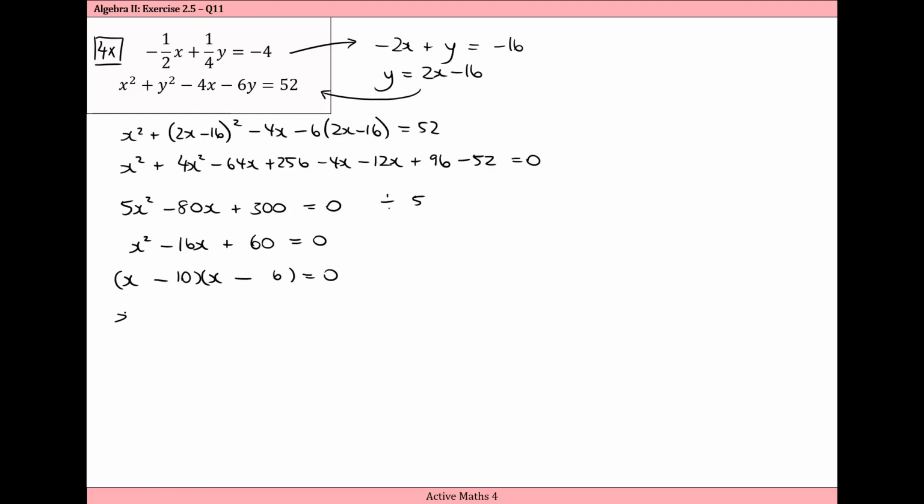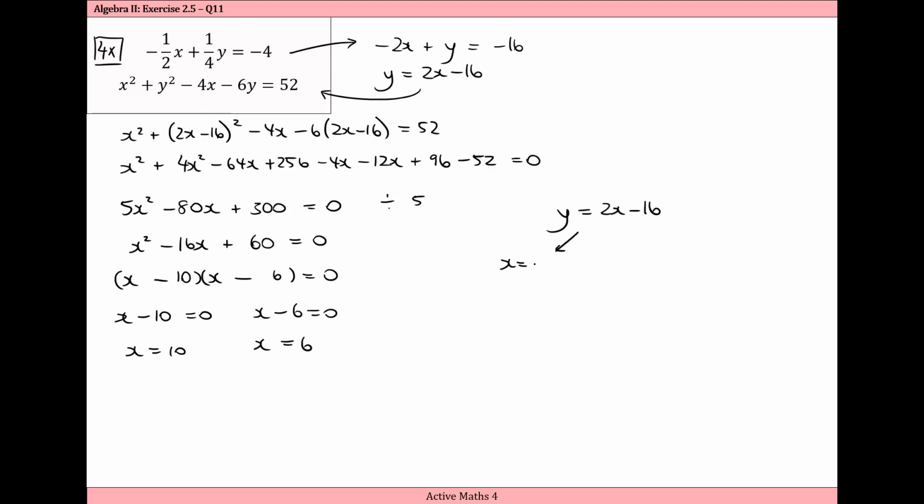I'm going to let each bracket equal 0, so x minus 10 equals 0, and x minus 6 equals 0. If x minus 10 equals 0, well then x is equal to 10, and if x minus 6 equals 0, then x is equal to 6. So I've found my two values for x. I'm going to sub them back into the rearranged linear equation y equals 2x minus 16, one at a time.